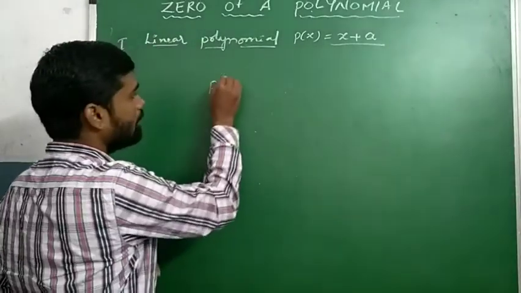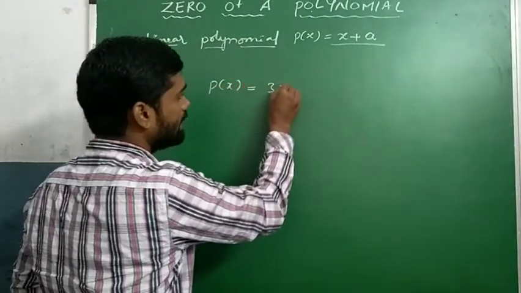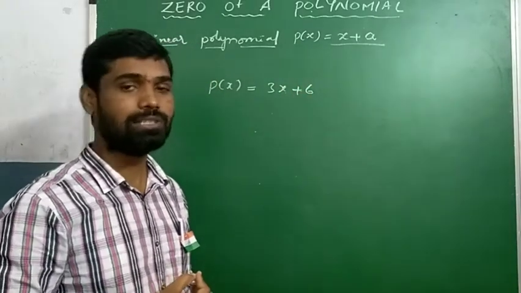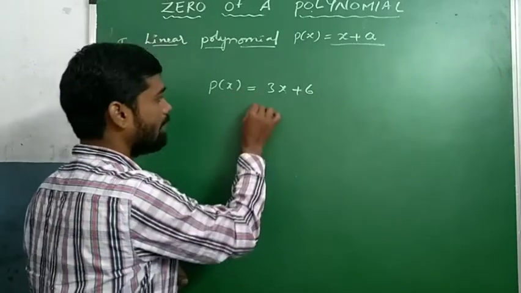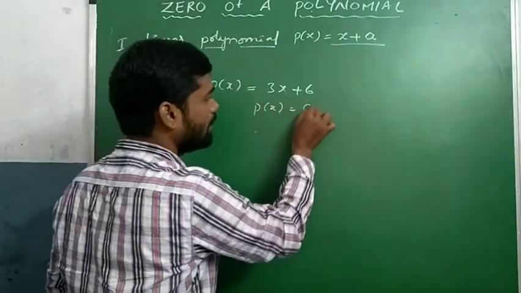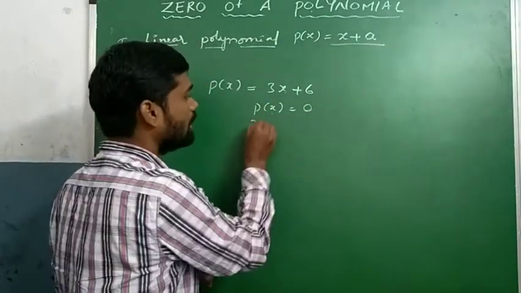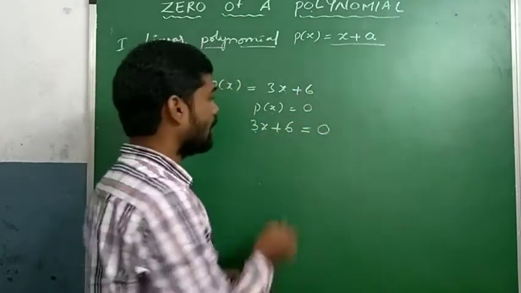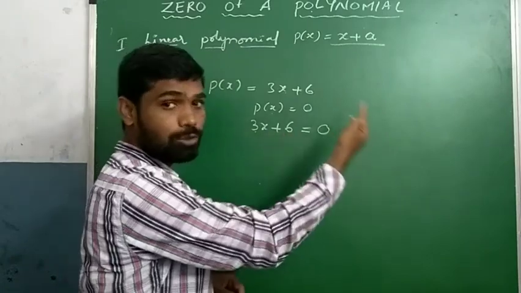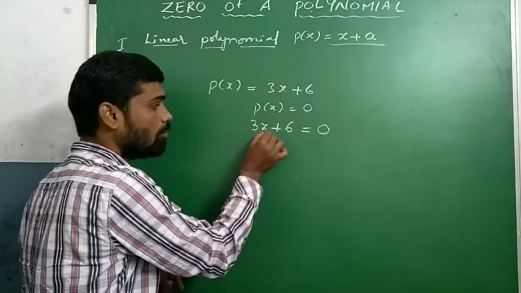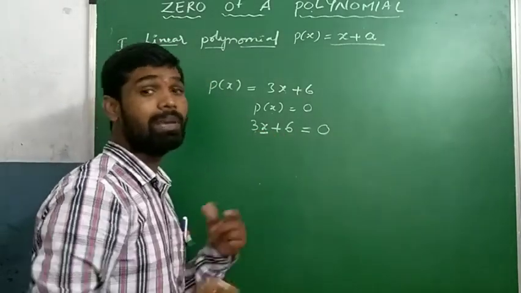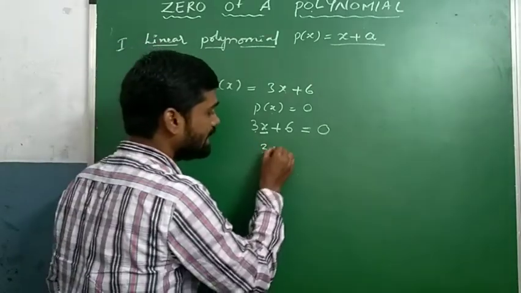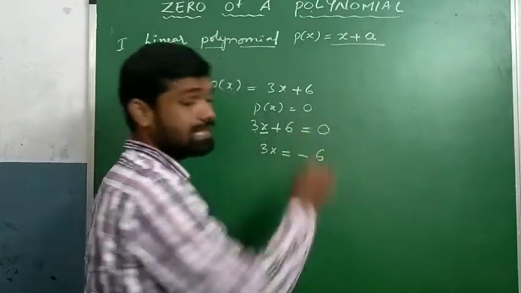If we take P of x is equal to 3x plus 6, how do we find the zero of the polynomial 3x plus 6? We have to make this P of x equal to 0. Let us substitute: 3x plus 6 is equal to 0. Now plus 6 should be transposed to the RHS, because here we require the value of x which makes the linear polynomial 0. So 3x is equal to minus 6.